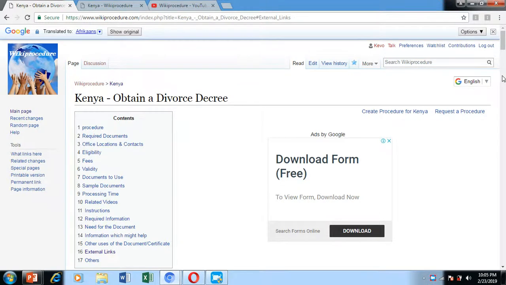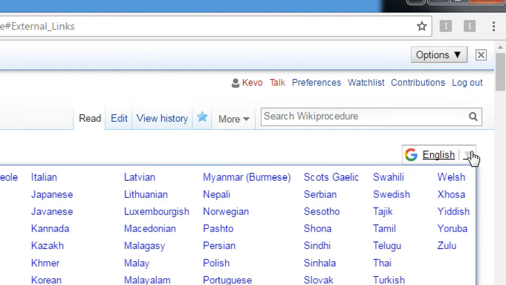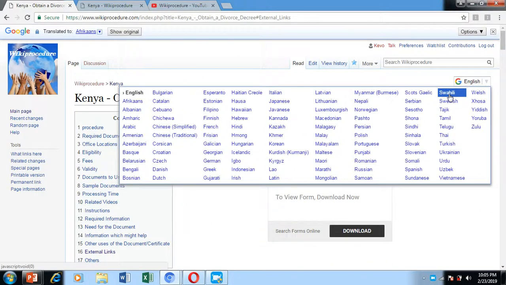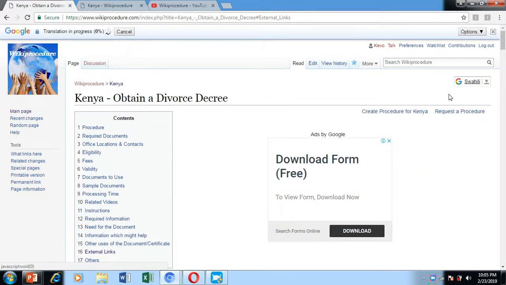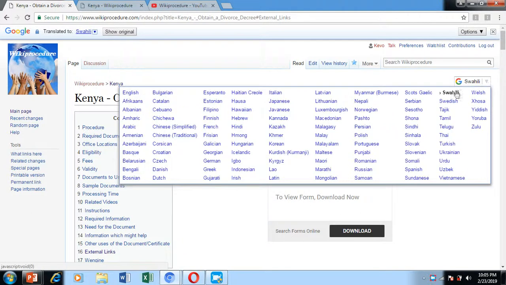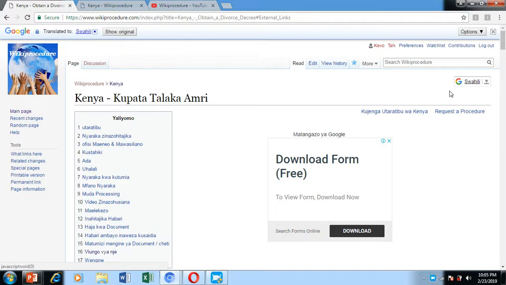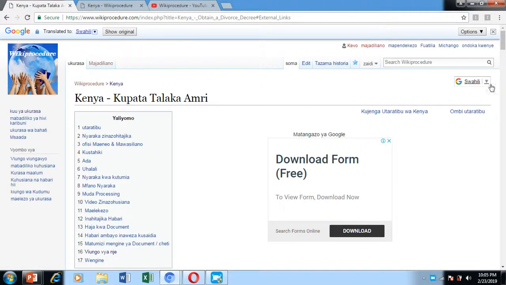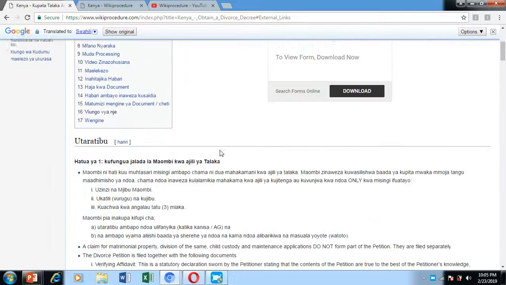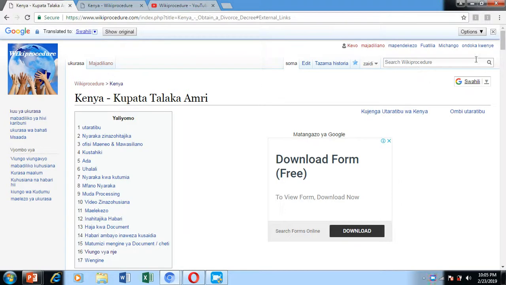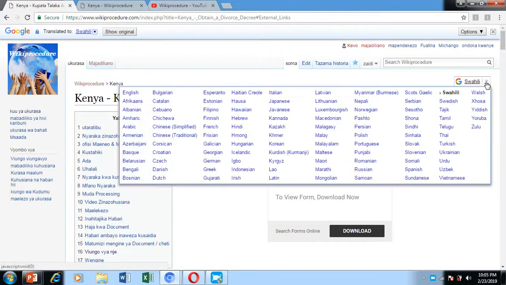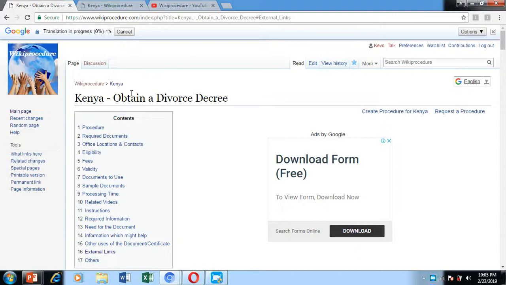On the right hand side of the screen, we have the select language option, which allows you to select a language which you are more familiar with, and which will be easier for you to comprehend the procedure in our wiki procedure page. By choosing the language, it will translate the wiki procedure page to your preferred language, and it will make your experience much easier. But for our purposes today, we are going to use English for the explanation.